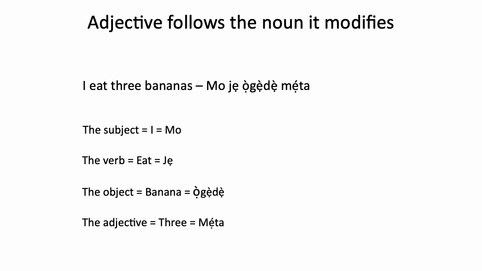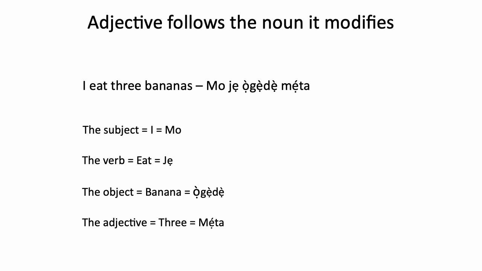Here, the subject I is mo. The verb eat is je. The object banana is ogede. While the adjective that is modifying the object banana, which is three in this case, is meta in Yoruba. As you can see, the adjective comes after the noun it modifies, which is banana in this case. So meta, which is three, is modifying ogede, which is banana.